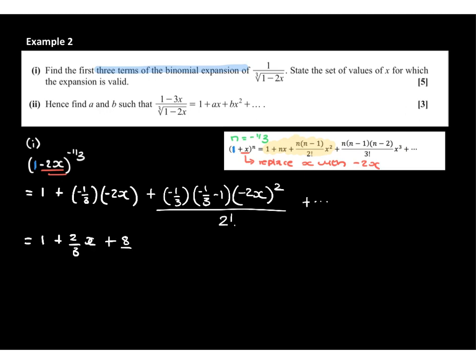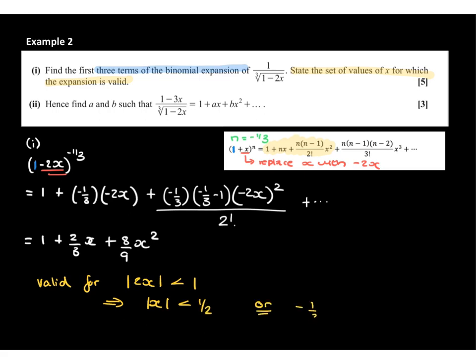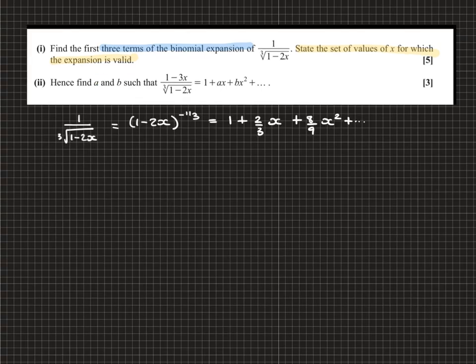plus 8/9 x squared. Now, there is a second part to the question here. State the set of values of x for which the expansion is valid. So we can say that the expansion is valid for mod 2x less than 1, which if we simplify gives us mod x is less than a half, or if you prefer, written as an inequality without the modulus, like this.